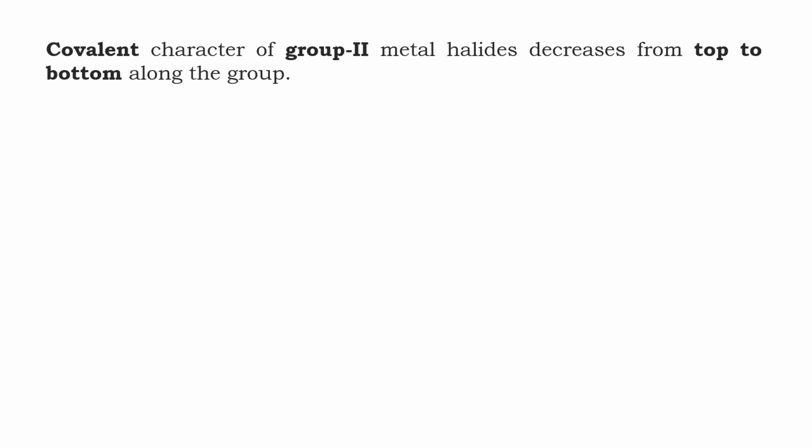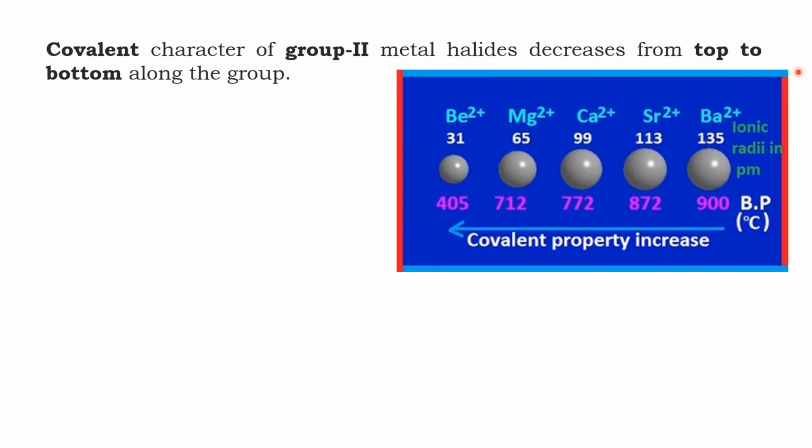See another question. Covalent character of group 2 metals decreases from top to bottom along the group. What are group 2 elements? Beryllium, magnesium, calcium, strontium and barium. When they move from top to bottom, the size increases. So, covalent property decreases. Be2+ has high polarizing power because of smaller size.